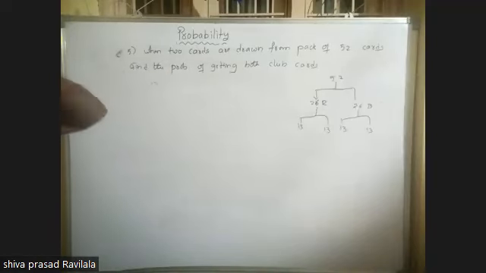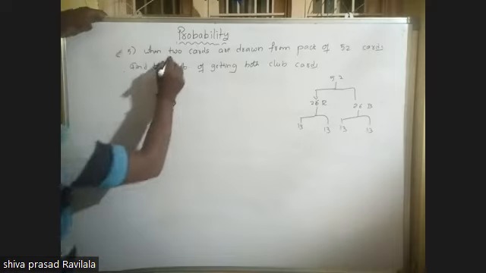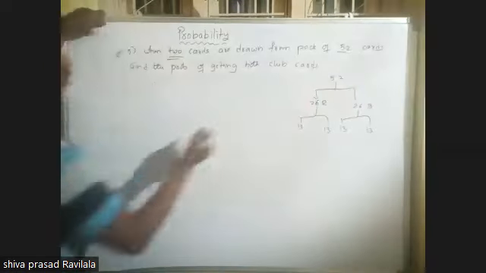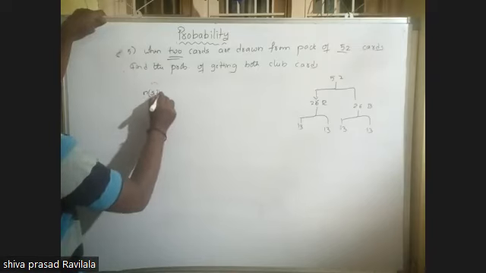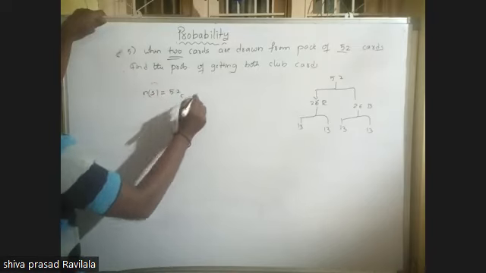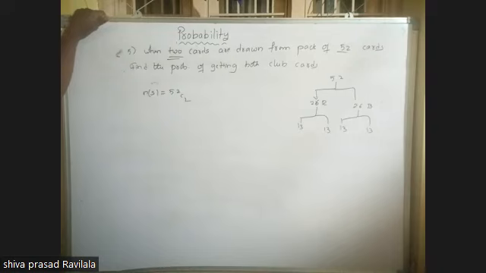When 2 cards are drawn from a pack of 52 cards, therefore n of S is equal to 52C2. They clearly mentioned you take only 2 cards.